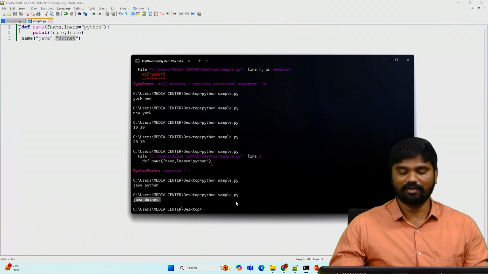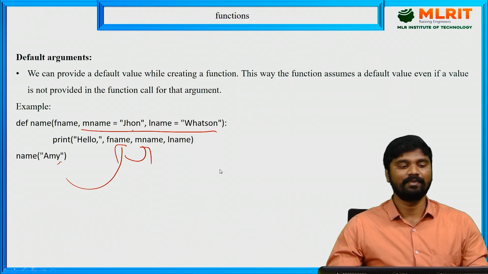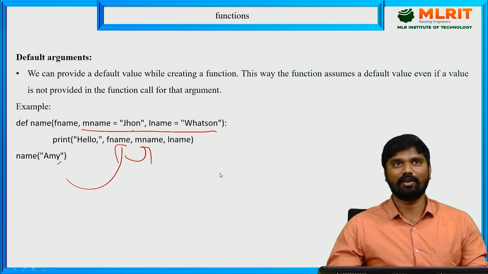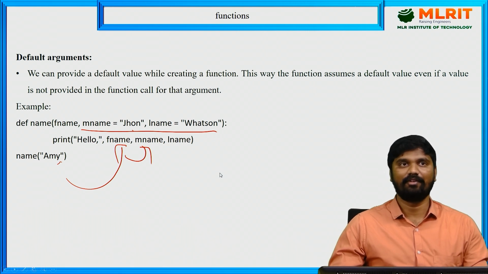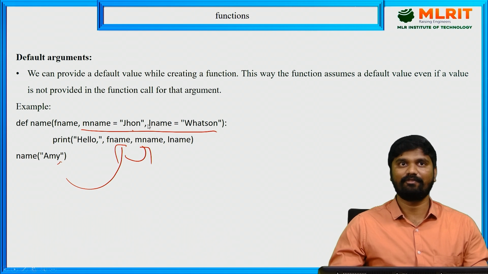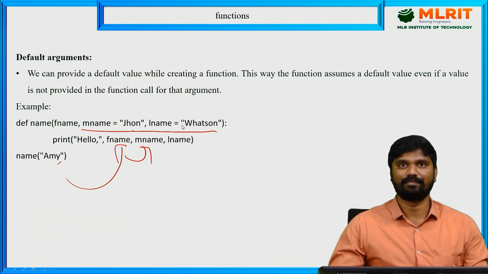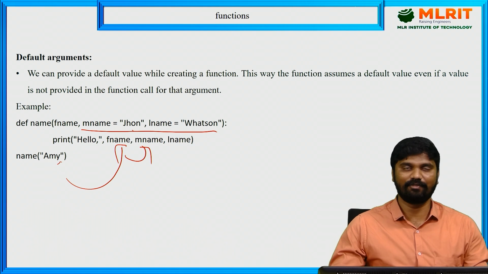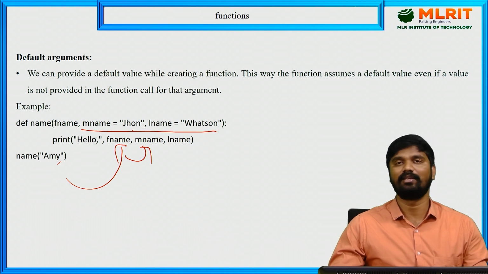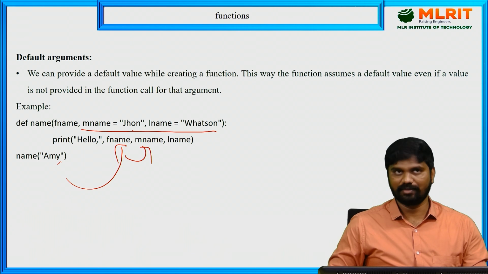So default type arguments: whenever the programmer does not provide the values at the time of function calling, then whatever value is defined at the time of function defining is considered as the default value and assigned to that parameter. So that is called default arguments.